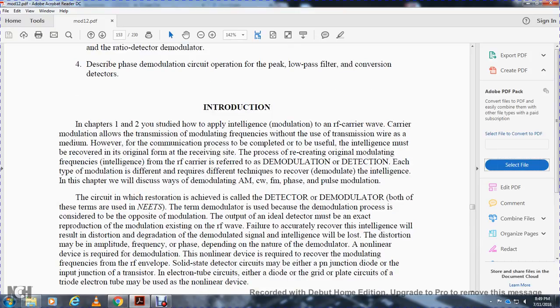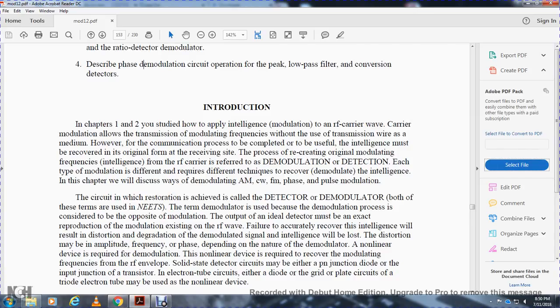Introduction. In Chapter 1, we looked at how intelligence modulates the radio frequency carrier wave. Carrier modulation allows transmission of the modulating frequency without the use of transmission wire, the medium. For the communication process, the intelligence must be recovered at the receiver. The process of recreating the original modulating frequency intelligence from the radio frequency carrier is referred to as demodulation or detection. Each type of modulation will require different methods to recover the intelligence.